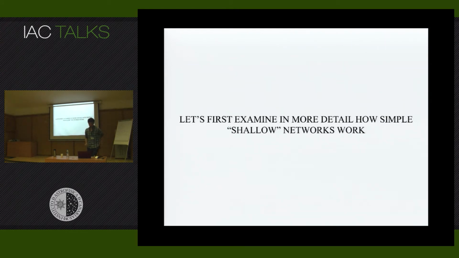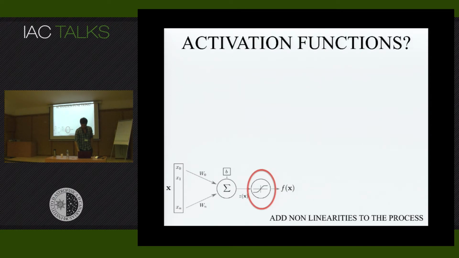Okay, so before we go deep, let's try to examine more how simple shallow networks work. I have some 5 minutes, so I want to go over this again. A neuron has two basic steps. One is linear, very simple: I take the feature space, the measurements, I multiply by the weights, I add a bias, and then I apply a nonlinearity, an activation function.